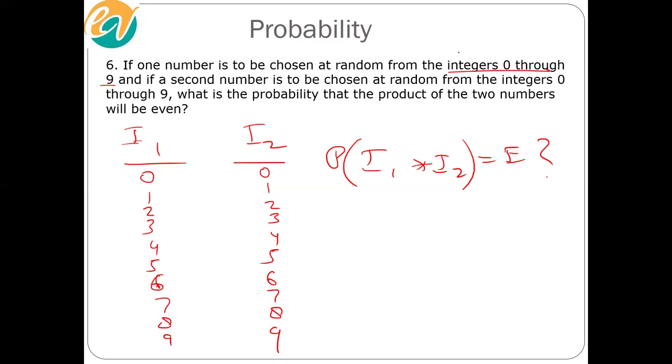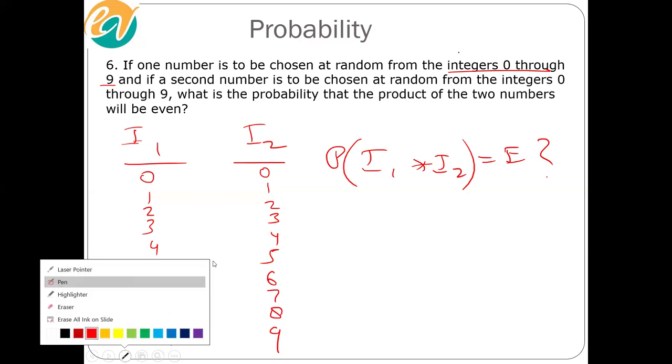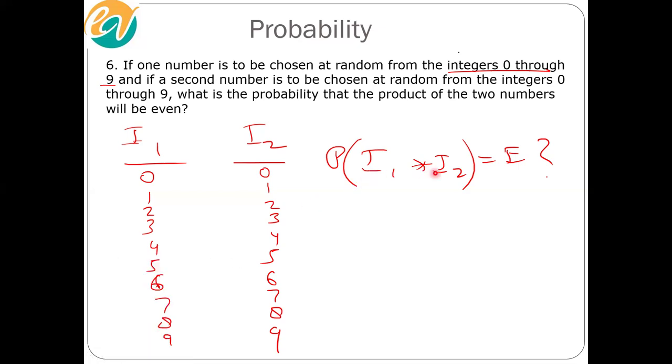All right. So can you tell me when will the product of two integers be even? One number should be even. Very nice. So it could be when integer 1 is even, integer 2 is odd, or integer 1 is odd, integer 2 is even, or both are even. Correct? Okay.